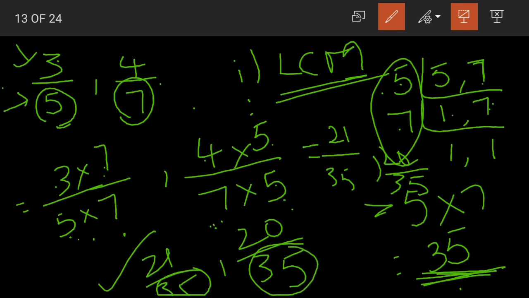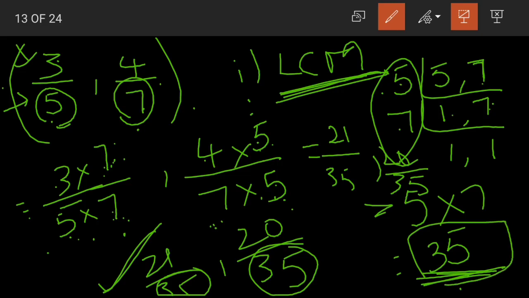What did we do here? We converted these unlike fractions into like fractions. How did we do that? We did that by finding the LCM of the denominators and then converting them into equivalent fractions. Yes, isn't this an equivalent fraction, students? We are multiplying the numerator and denominator with the same non-zero number. So we are converting them into equivalent fractions based on our LCM.